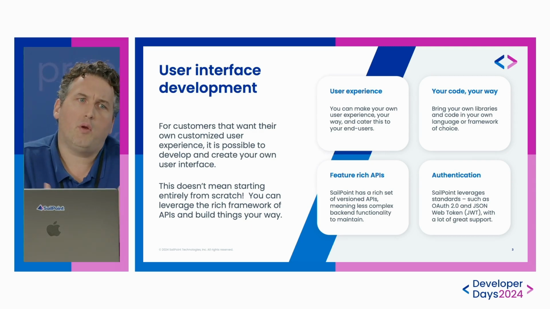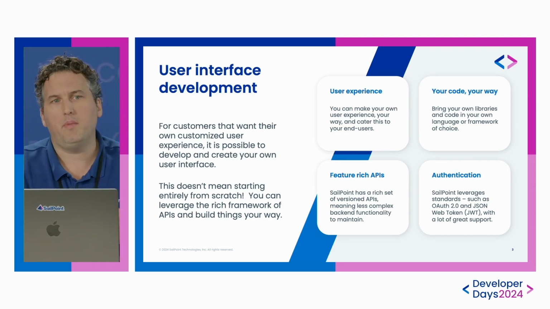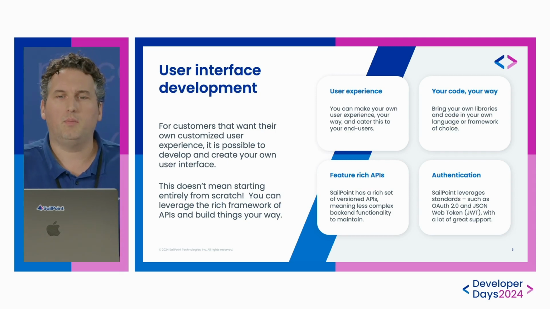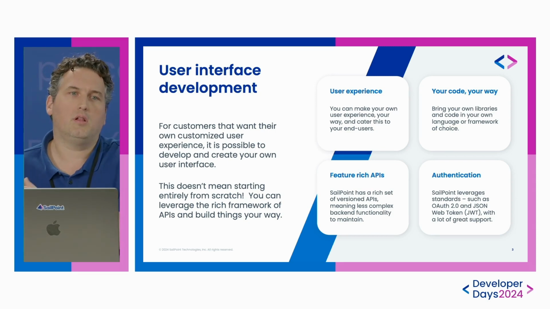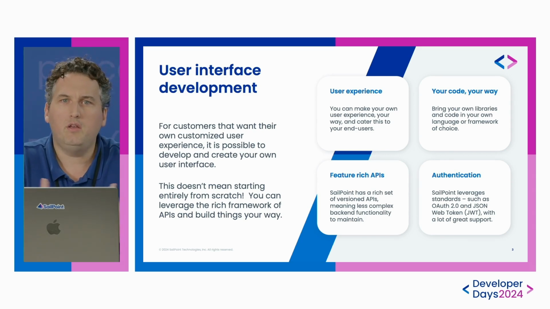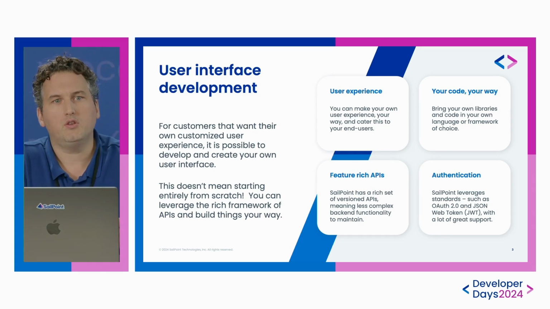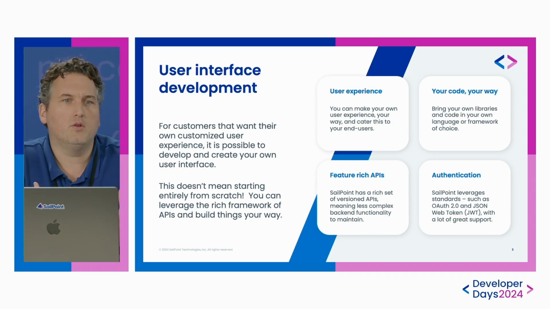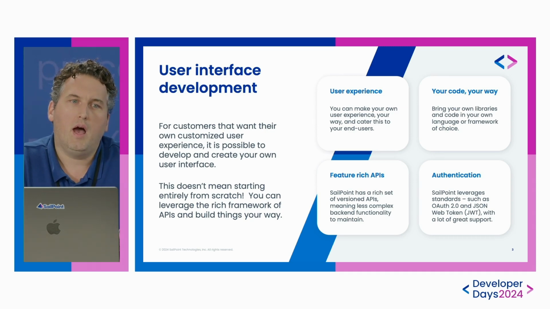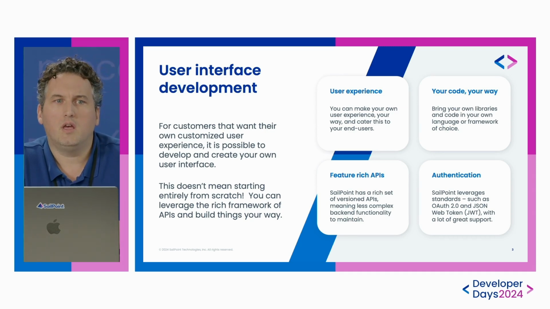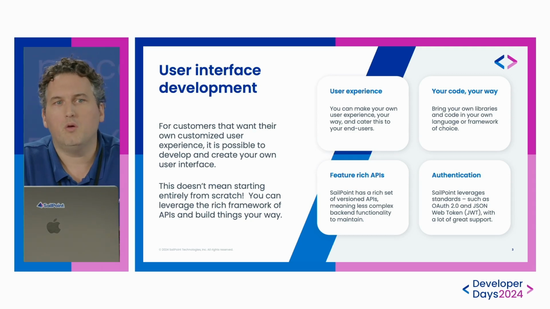In addition, if you're building a user interface, a lot of other things come up, not only selecting your own technologies and interacting with the rich APIs that Identity Security Cloud offers, but how do you do things like authentication and authorization, right? We wanted to make those things simple. We didn't want to reinvent the wheel here. So we wanted to leverage common standards, things such as OAuth and JSON web tokens and things like that.